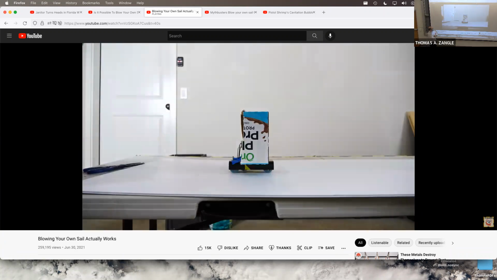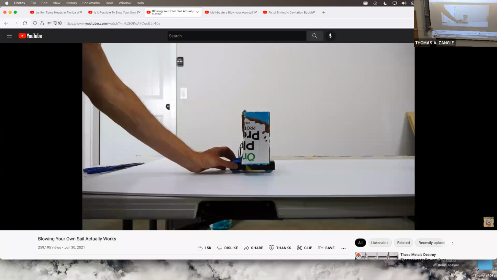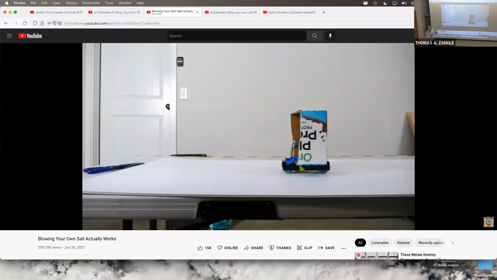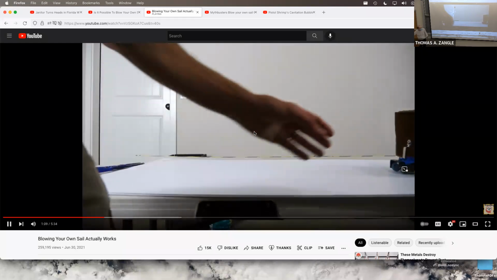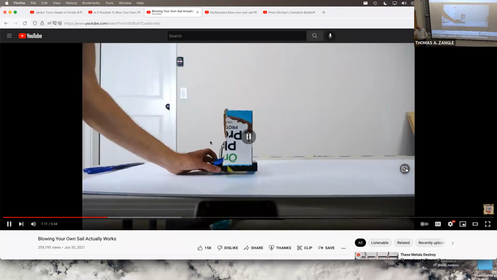So the problem with the setup that I showed before is that it's using a flat sail. So what happens if you use a more traditional sail that's curved? Now let's see what happens when I use a sail that directs a lot of the air backwards. So I just put a box on here. I'm going to turn on the fan and see if it can actually blow itself forward. So let's see what happens when I turn it on. 3, 2, 1. There it goes.